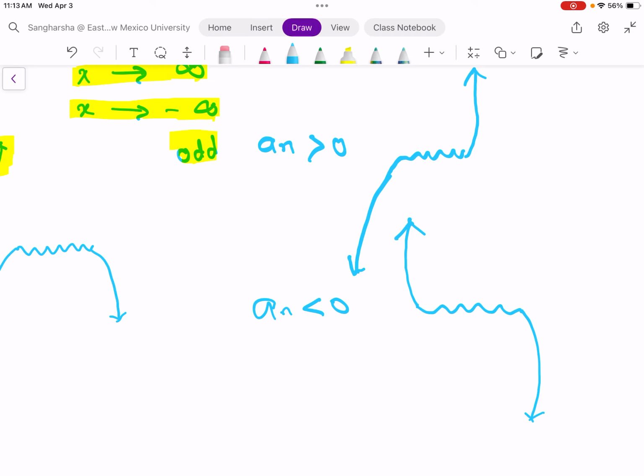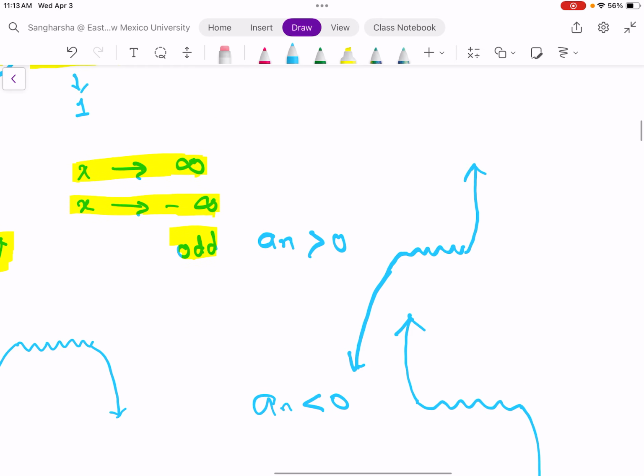End behavior means you are writing what happens to f of x when your x goes to infinity. When you choose your x as negative infinity, what happens to the f of x? That's the end behavior. Or you can always use this graphical way to answer your question.